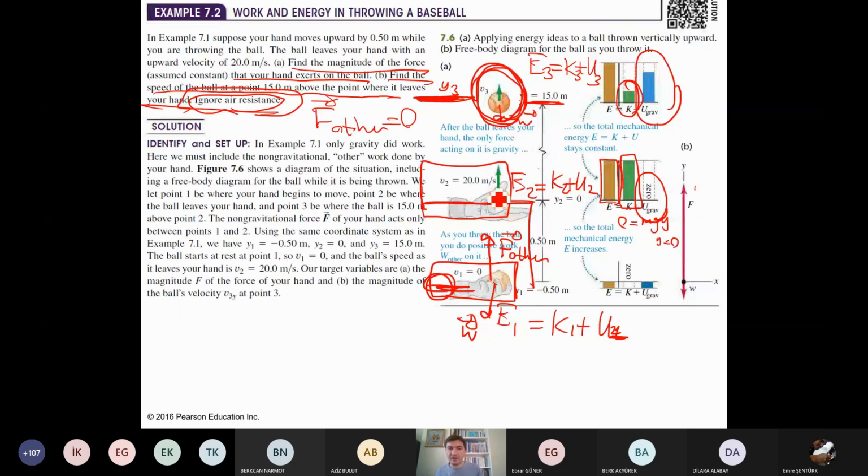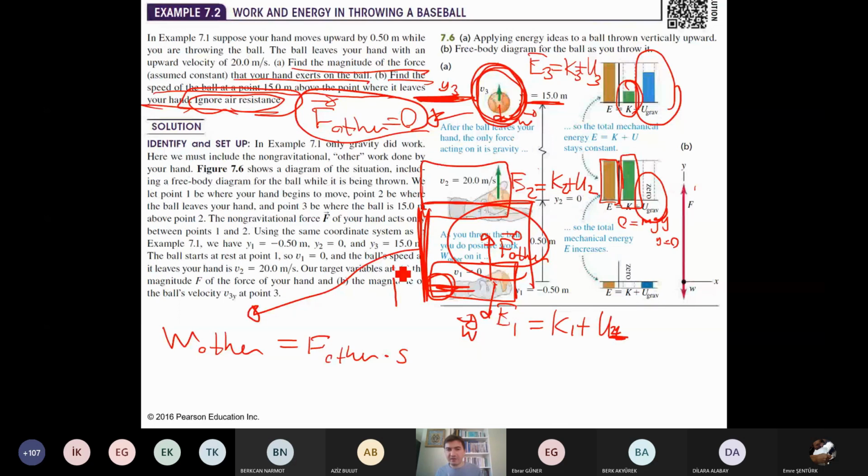Here at this condition, F other is 0, but here at the beginning, between Y1 and Y2, I have F other, okay? And what about the work done by F other? Here in this case, the work done by F other is F other times S. What about the displacement? The baseball is moving in an upward direction and I apply F other in an upward direction, then it will be positive here, okay? What about the work done by gravity here? The work done by gravity here is negative because the displacement is in an upward direction.